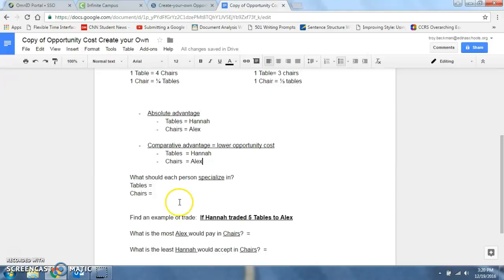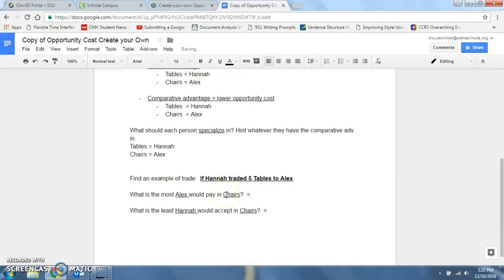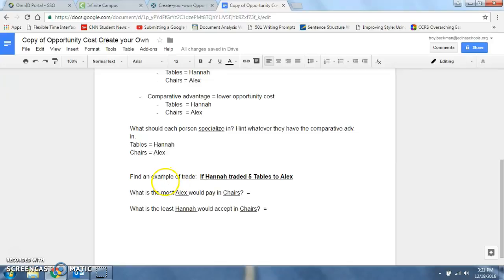What should each person specialize in? Hint, whatever they have the comparative advantage in. Okay? Whatever they have the comparative advantage in. So Hannah should do tables and Alex should do chairs. All right? Now, here's where it gets to the last part. Find an example of trade.